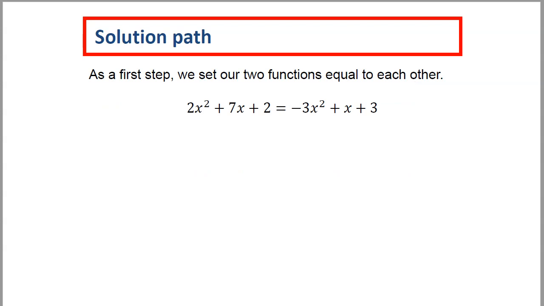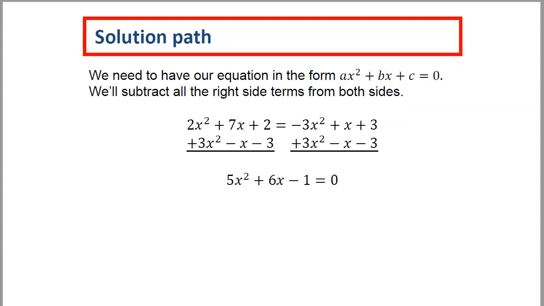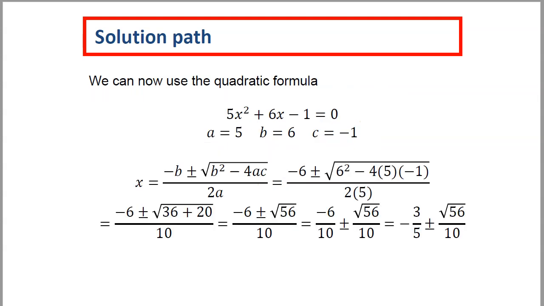As a first step, we simply set our functions equal to each other. We need to have our equation in the form ax squared plus bx plus c equals 0. So we'll subtract all the right side terms from both sides. And we end up with 5x squared plus 6x minus 1 equals 0. Notice we did this with a positive leading coefficient 5 for 5x squared. If we had subtracted the other way, we would have had a negative 5x squared. Either way will work. We can now use our quadratic formula.